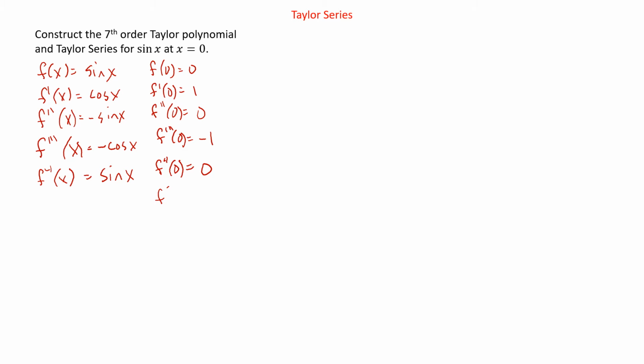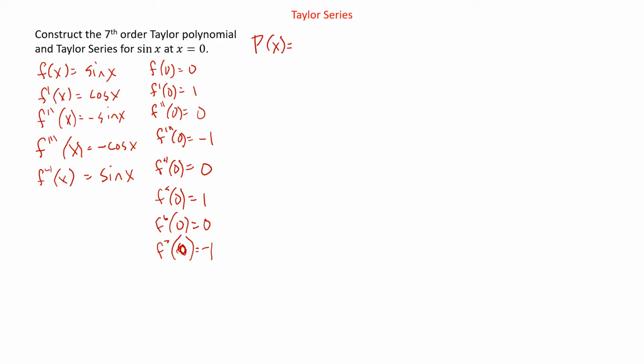So the fifth derivative will be cosine, which will be 1. The sixth derivative, which will be negative sine, will be 0. And the seventh derivative at 0, which is negative cosine, will be negative 1. All right, so now we can make this polynomial.